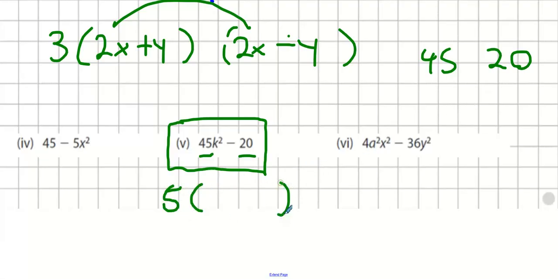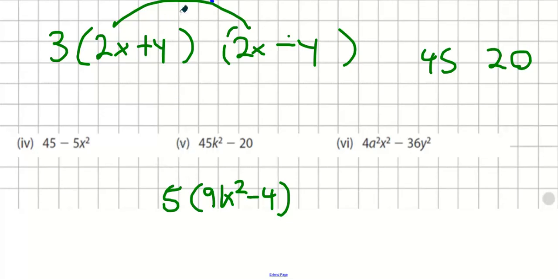All right, so what do we get then? 5 times what? What number multiplies by 5 to make 45? 9k squared. Perfect. 5 times what gives you 20? So, see, what we're basically saying is if I multiply that back out, you've changed nothing. You get what I'm saying? 5 times 9, 5 times minus 4, minus 20. I've changed nothing. Still the same thing.